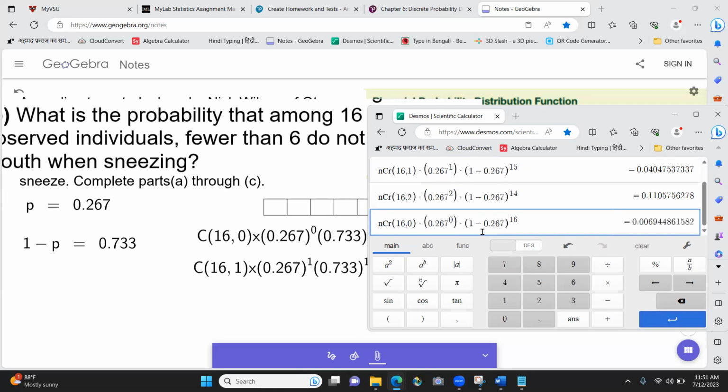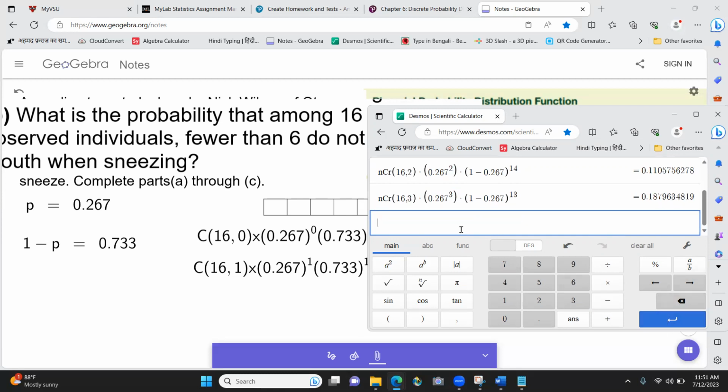Then I will do 3 successes. 3 is to the power 3, and 16 minus 3 is 13. Do you see the pattern? Then I will do 4 successes.